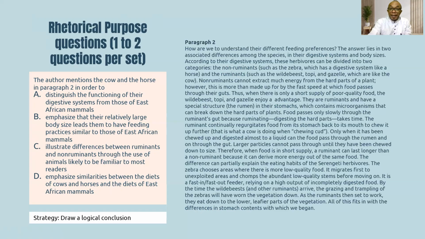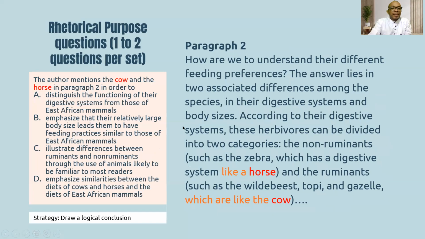Okay, finished? Are you ready to check if your answer is right or wrong? Let's see. So, as I mentioned, the first step to answering this question is to find the location of cow and horse in the passage. And in this case, it's already been specified that it's in paragraph 2. So what you need to do is scan in paragraph 2 and you will find it here, for example, right? Now, once you have found it, you can then read the context, read the surrounding sentences, and try to draw a conclusion. Imagine if you were the author, why would you mention these words?